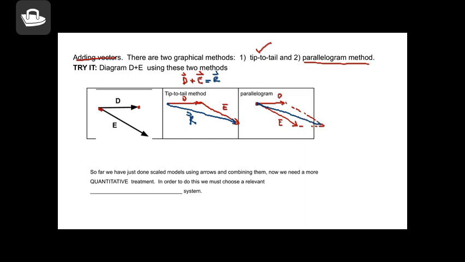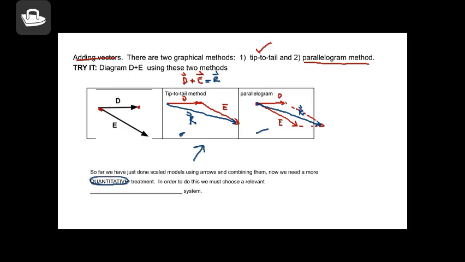So either way, you can do a parallelogram method or a tip to tail method. This obviously is not going to work if you have more than two vectors. Tip to tail method is the preferred method to use, but typically we are only dealing with two vectors anyway. All right, so far we have just done scale models using arrows and combining them, which is what we have demonstrated up here. Now we want to do a more quantitative treatment of these vectors.